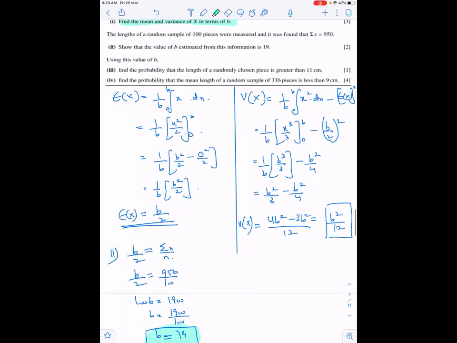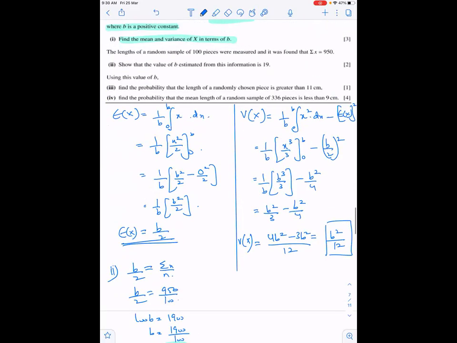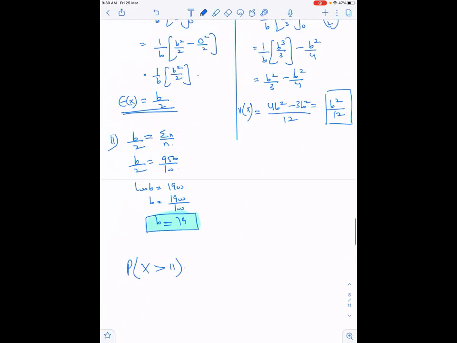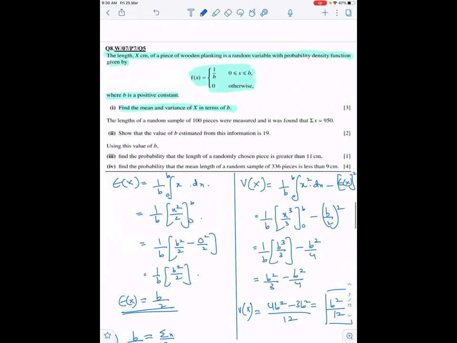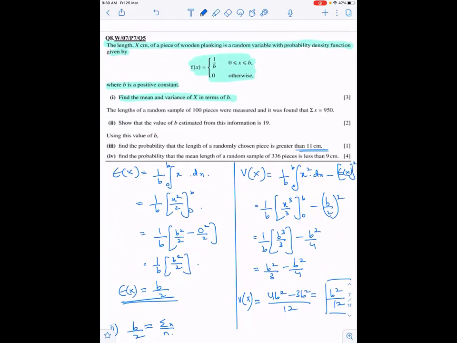Then they're saying use this value of b, find the probability that the length of a randomly chosen piece is greater than 11. So you want the probability that x is greater than 11. Just the same concept which we've done in continuous probability distribution. The value of b we know is 19, so 0 till 19 is the domain, or the range. So you'll apply the boundaries: the upper bound will be 19 and the lower bound will be 11.